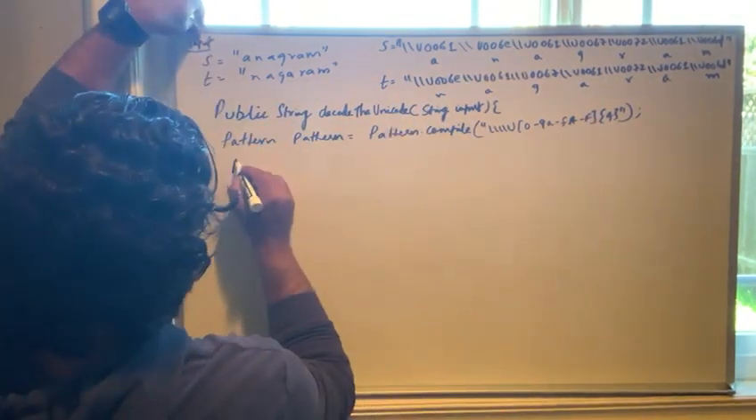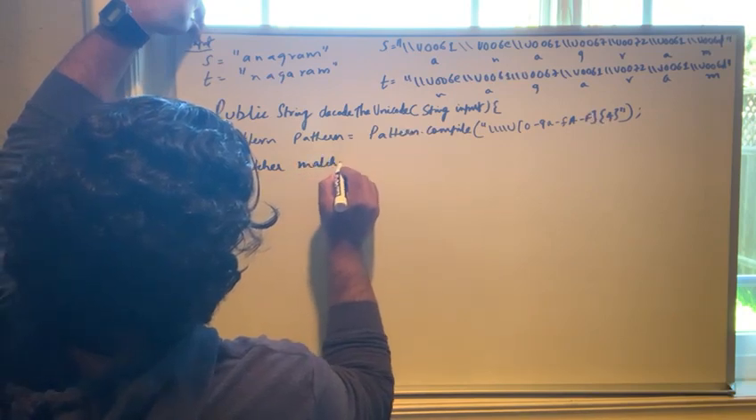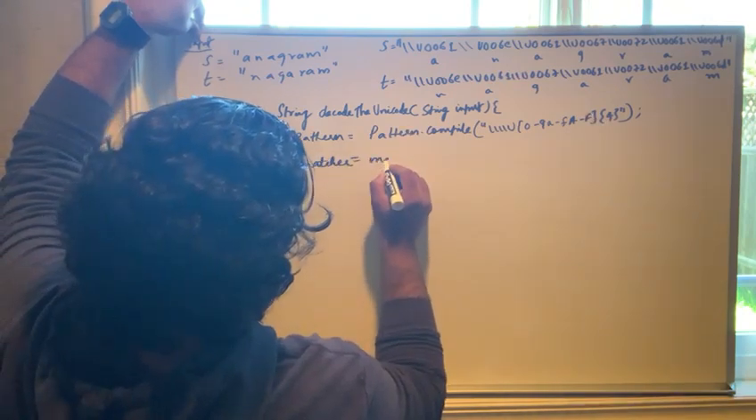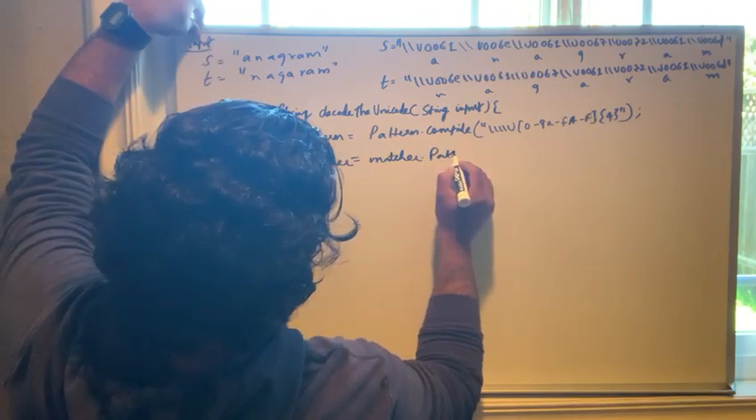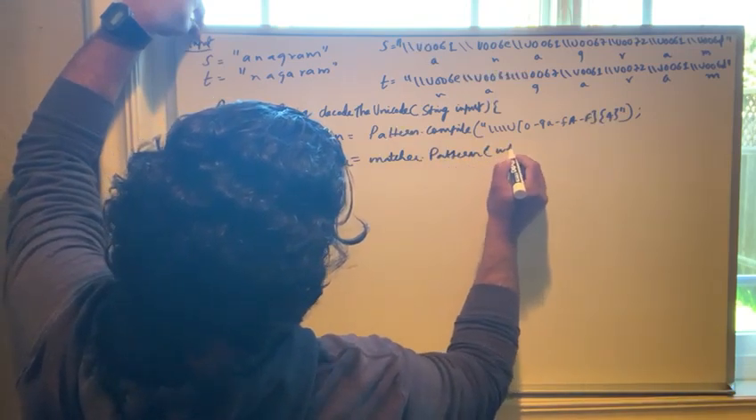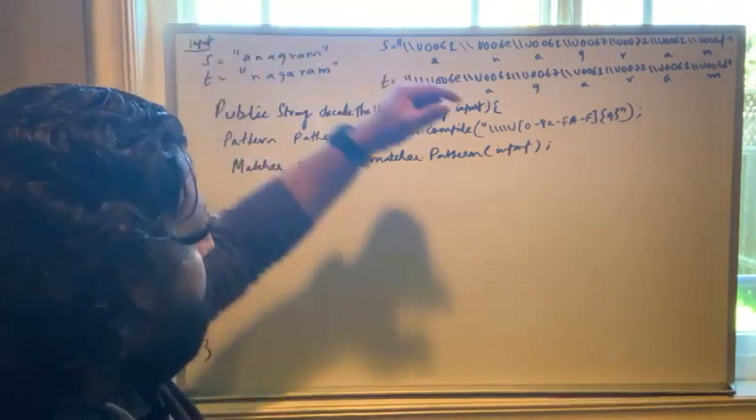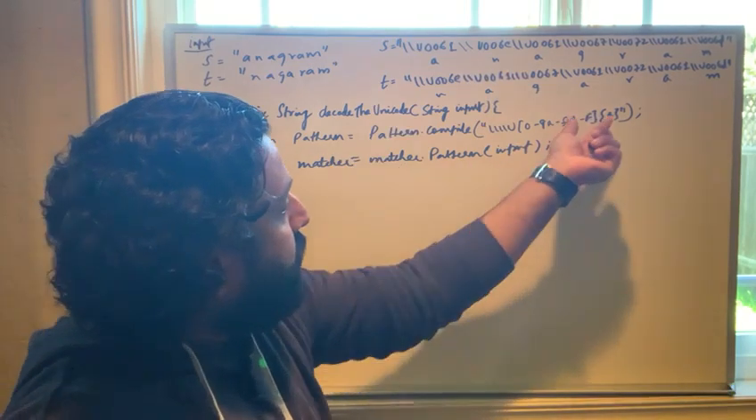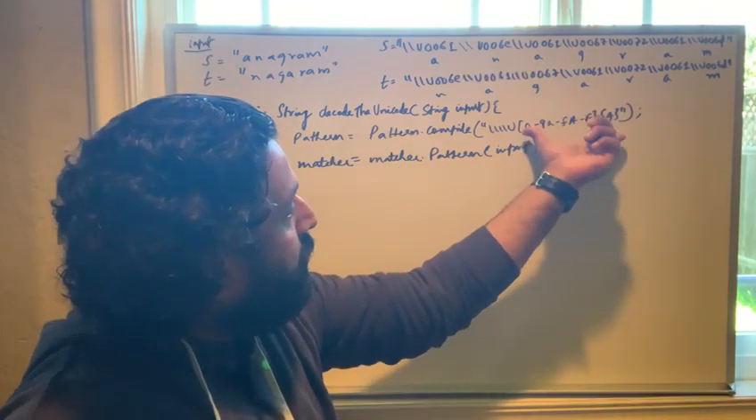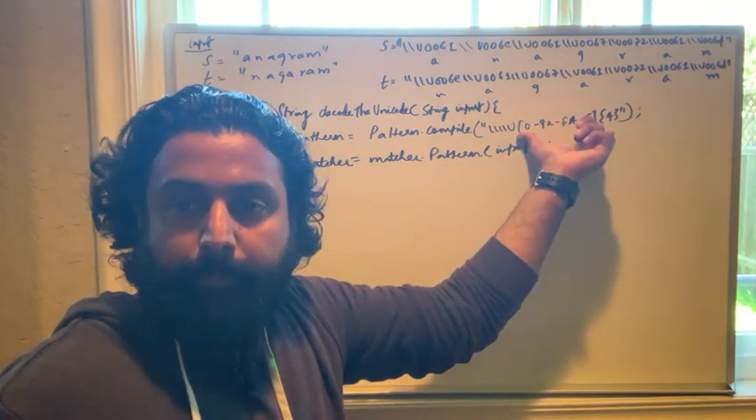And then we're going to use a matcher equal to pattern.matcher. We're going to supply the input. We're saying put the given input into this matcher so that it can compare whether the input aligns with the Unicode representation.